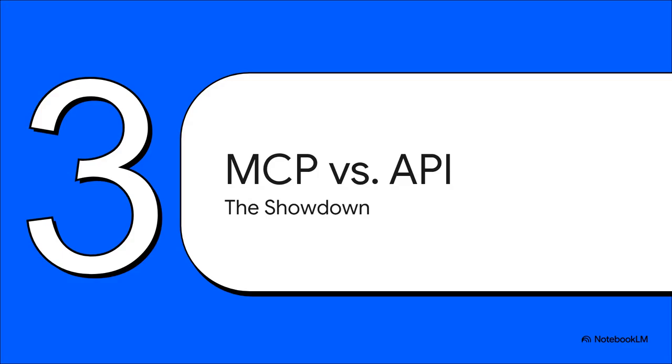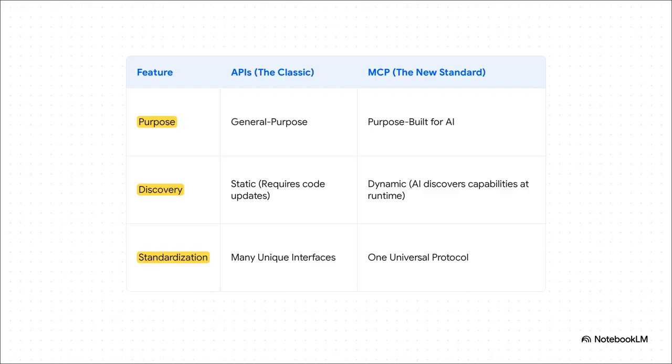Okay, so we've got the classic connector and the new standard. Let's put them head-to-head and see how they stack up. This is the showdown, MCP versus API. This table really nails the key differences. First up, purpose. APIs are general purpose. They weren't designed with AI in mind. MCP, on the other hand, was built from the ground up specifically for AI agents.